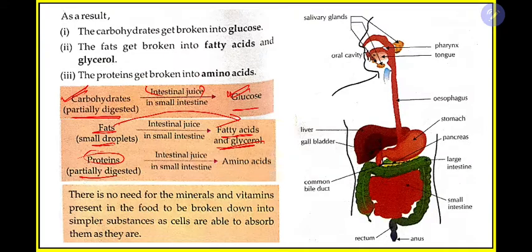Then proteins, partially digested. Protein is also digested in different parts, in the stomach, and the pancreas also digests protein. It will finally give the touch-up and convert this protein into small amino acids. There is no need for the minerals and vitamins present in the food to be broken down into simpler forms.